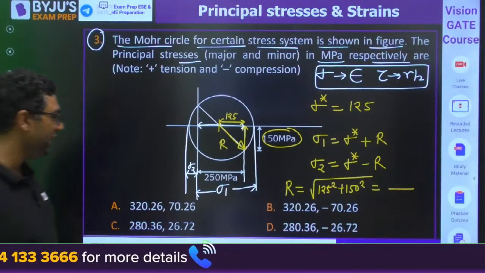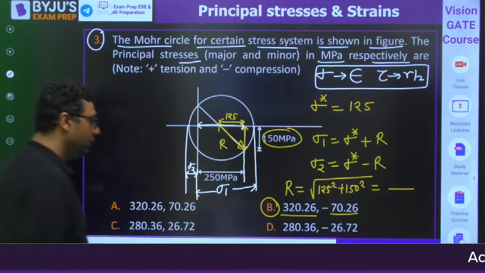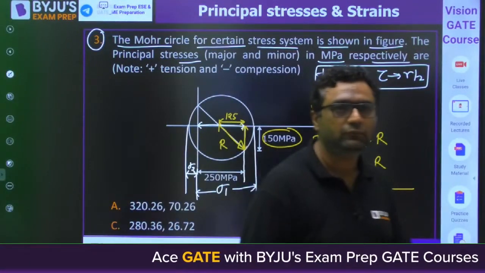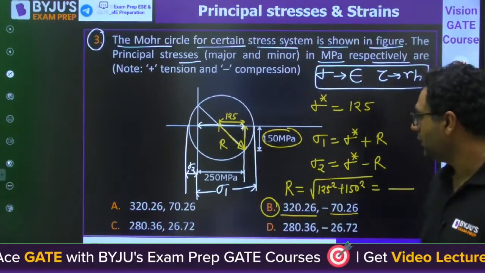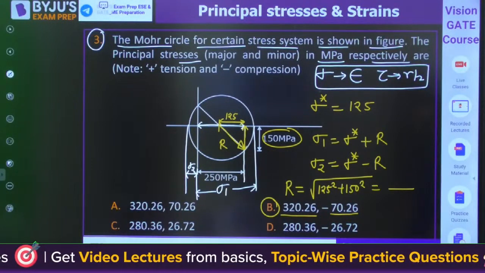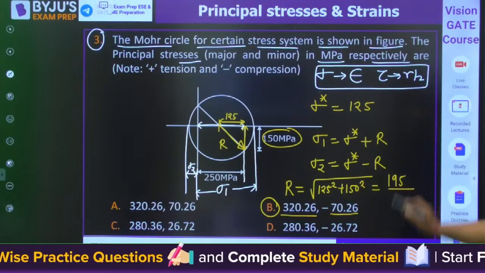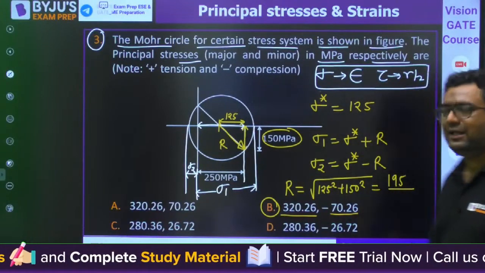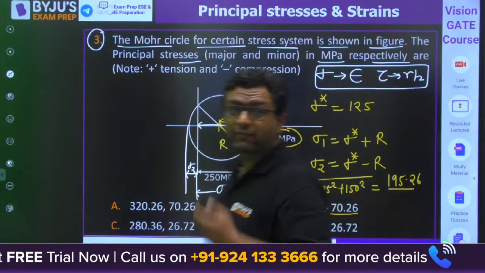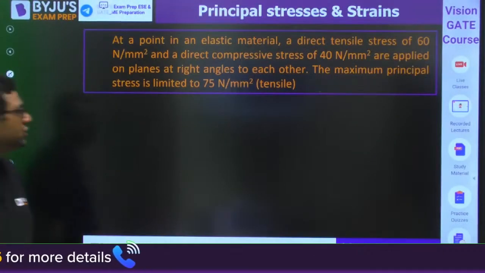Okay. So 320.26 and minus 70.26 is correct. B is the right answer, guys. You will be getting the radius around 195.26. So I feel everybody will get the correct answer. Moving to next question.